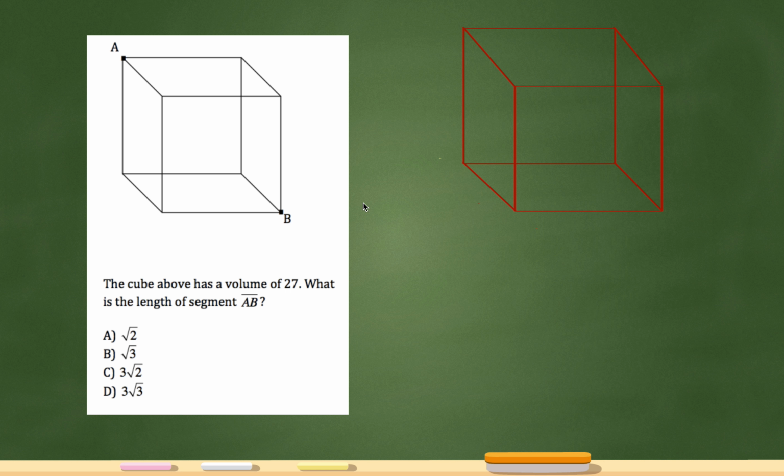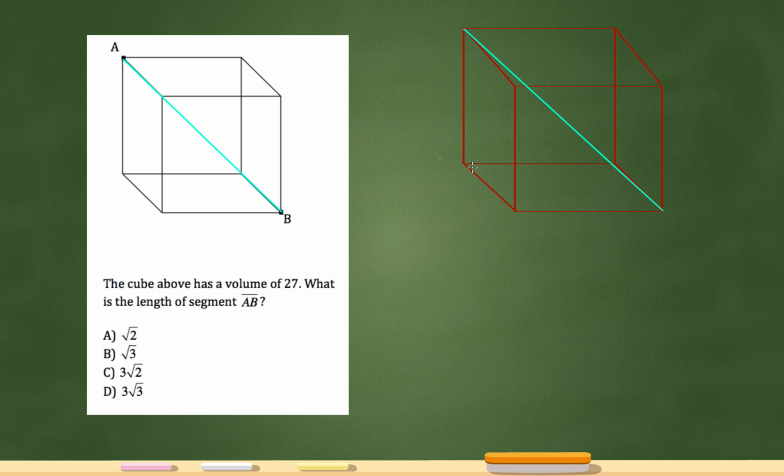Here we have a cube which has a volume of 27, and what we're trying to figure out is the length of segment AB. So here's the length of segment AB. It's from the back face of the cube and leads to the front face of the cube. So if you're picturing a cube right now, think of one of the ends to really the furthest end. And that's the distance that we're trying to figure out.